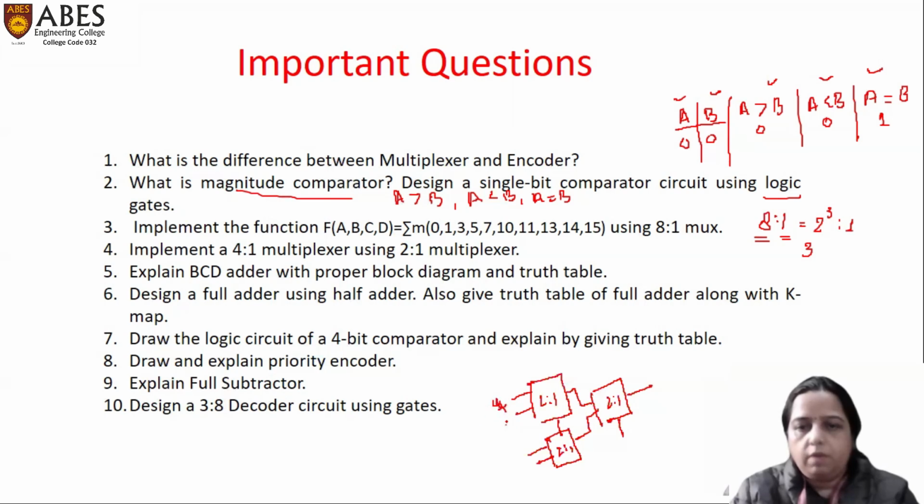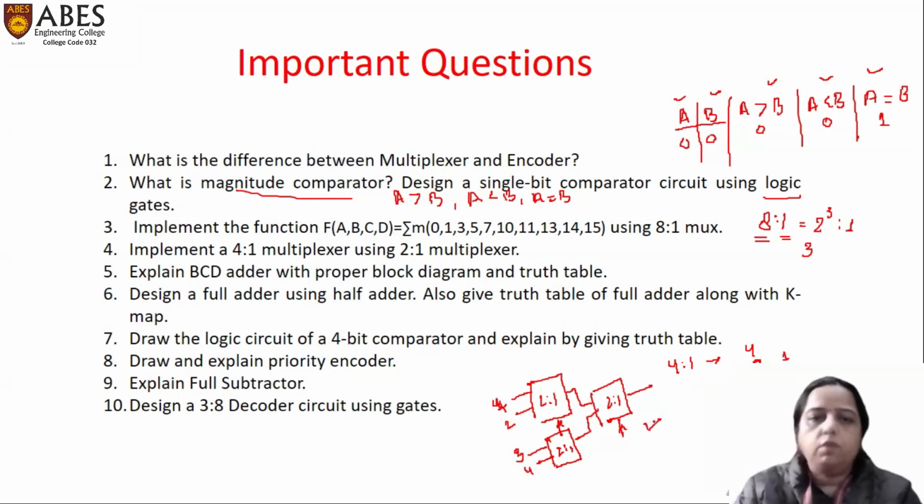So here we have 1, 2, 3, and 4 inputs with one selection line over here and one selection line over here. Since in 4:1 multiplexer, we have 4 inputs, 2 selection lines, and 1 output, this would be the manner in which we can draw the 4:1 multiplexer using 2:1 multiplexers.